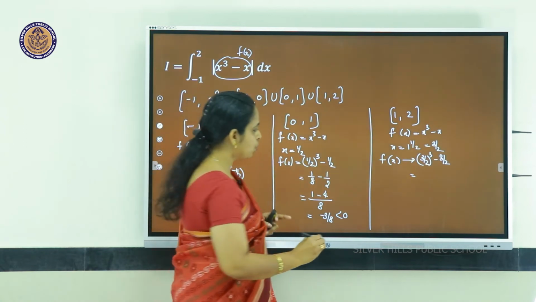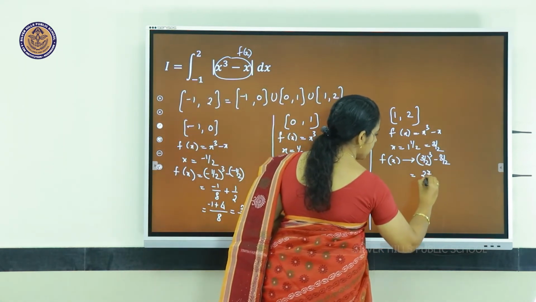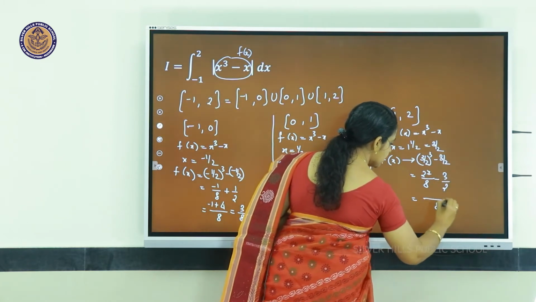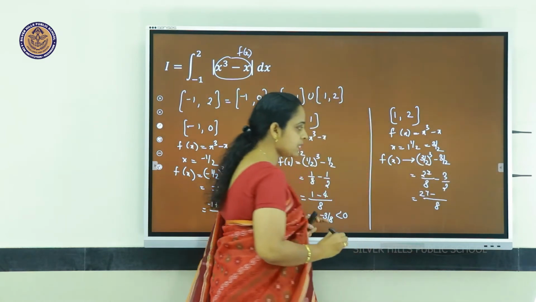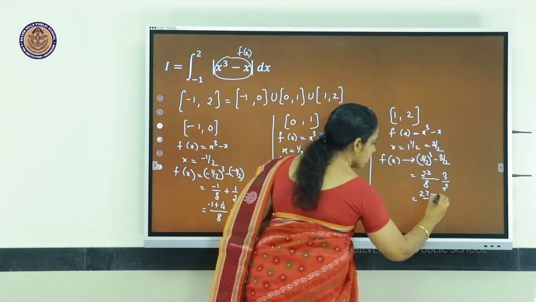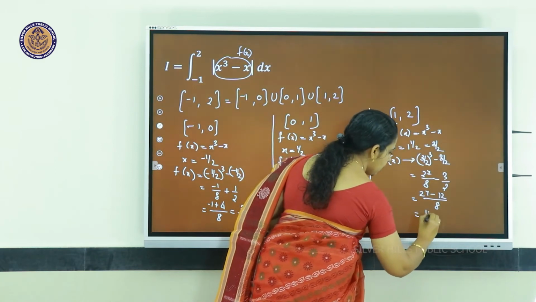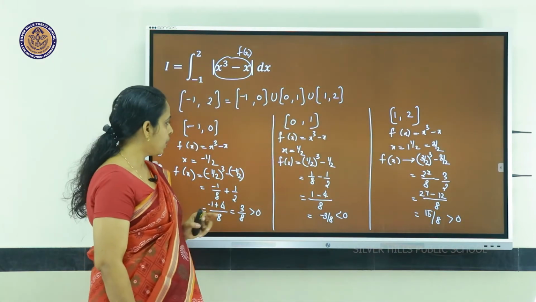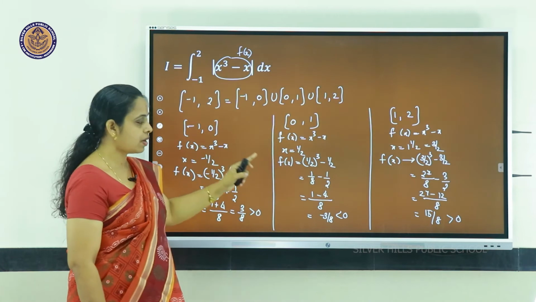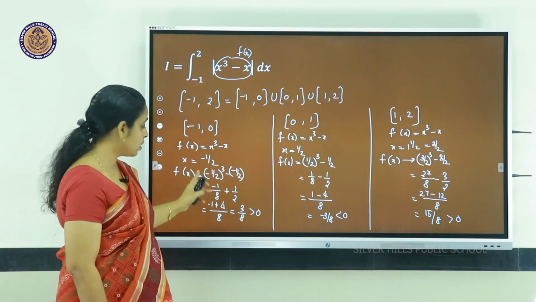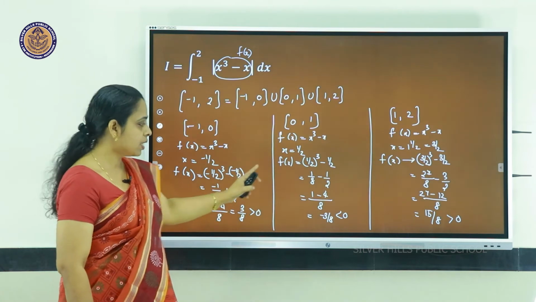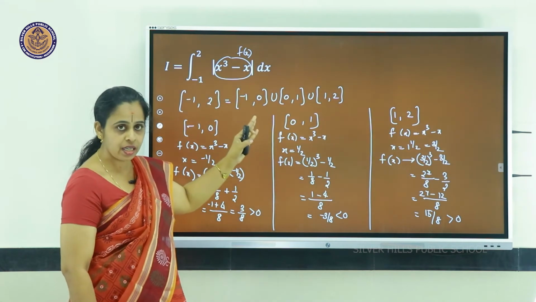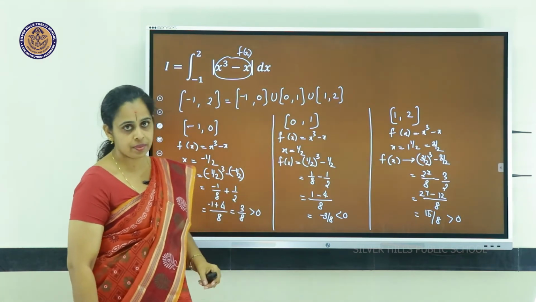3 into 3 into 3, 27. 27 by 8 minus 3 by 2, LCM 8, 27 minus 4 into 3, 12. Now comes 15 by 8, positive. So, we saw in the 3 intervals, first one the function takes the nature of positive, here it is negative, then positive. So, let us change the modulus sign and give the signs accordingly.